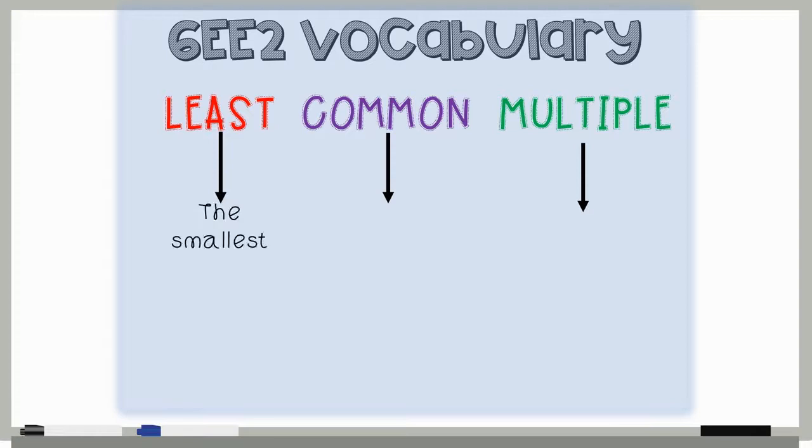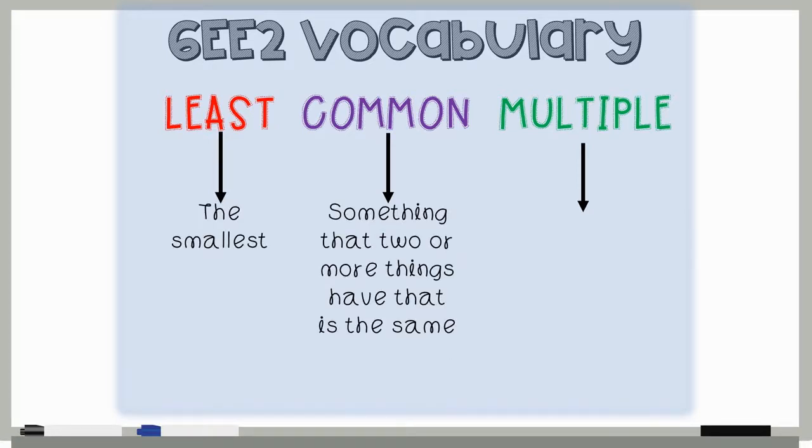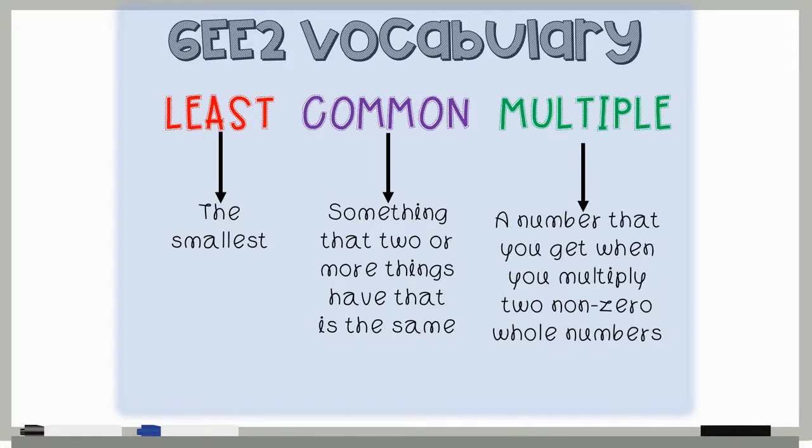Well, the least means the smallest. Common is something that two or more numbers have that is the same. And a multiple is a number that you get when you multiply two non-zero whole numbers. I want to emphasize here it has to be whole numbers and it has to be non-zero.